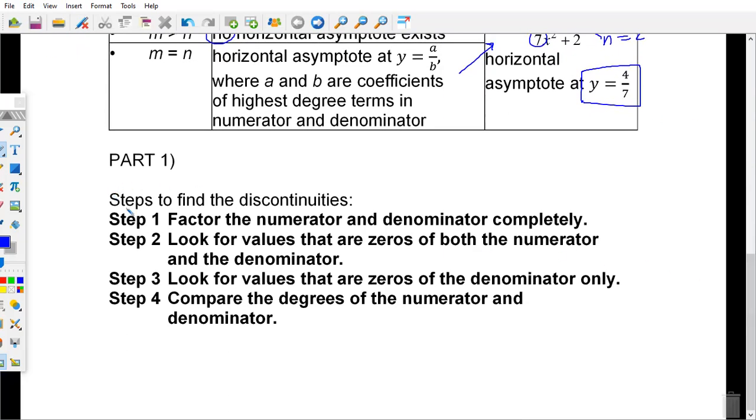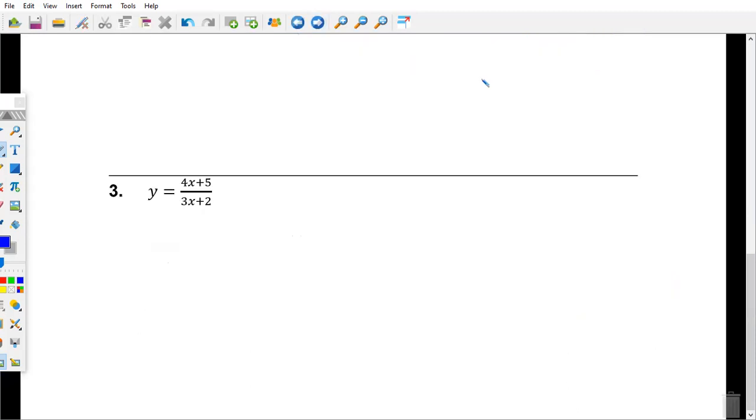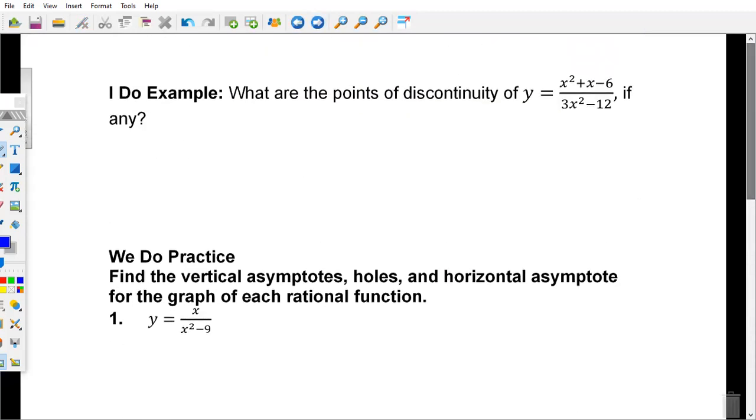So when we are looking for the discontinuities, we first want to factor the numerator and denominator completely. Look for the values that are zeros of both numerator and denominator. And if they exist, then that means we have a hole. If I can't remove anything, do I have a hole? No. Then you want to look for the zeros of the denominator, and that's where our vertical asymptotes are going to come from. And then we're going to check for a horizontal asymptote by comparing the degrees. It sounds like a lot, but once we do, you'll be like, oh, this is easy.